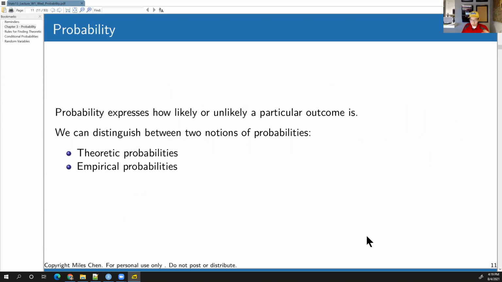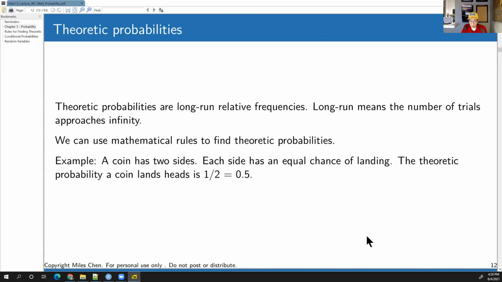And so probability expresses how likely or unlikely some particular outcome is, right? How likely is it that we get a 7 when we roll 2 dice or something like that, right? And it's worth noting that there's a couple notions of probability. We've got theoretic probabilities and we have empirical probabilities, okay? The focus of our class is mostly going to be on theoretic probabilities.